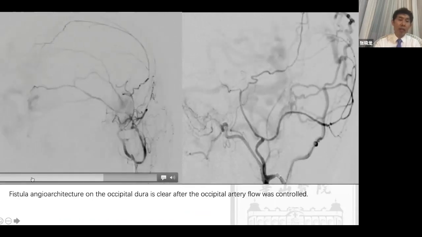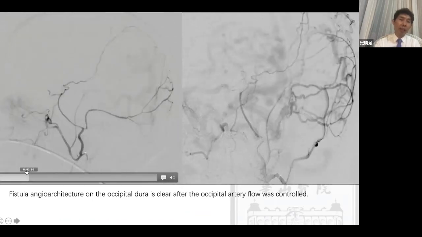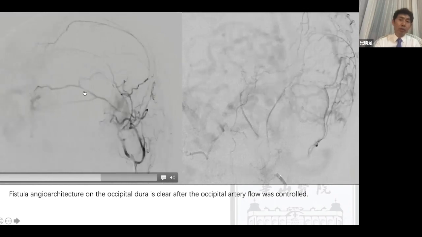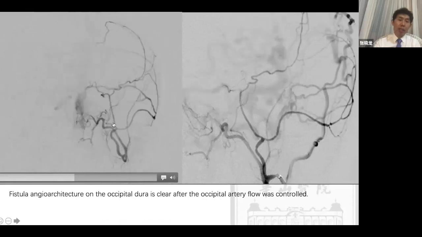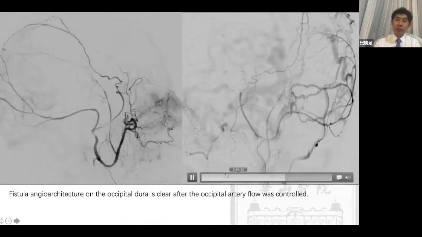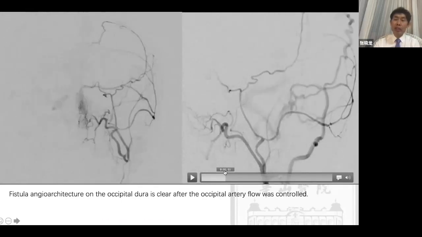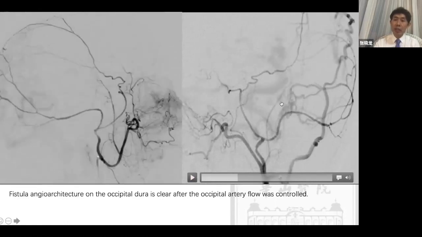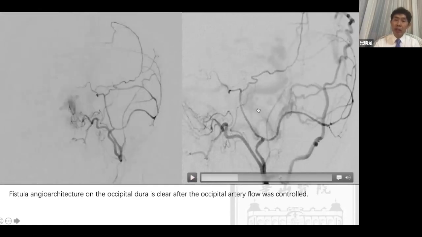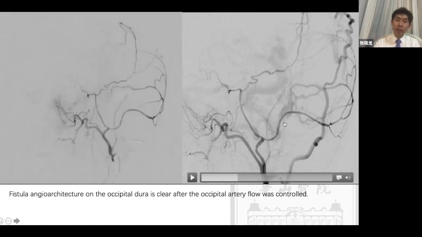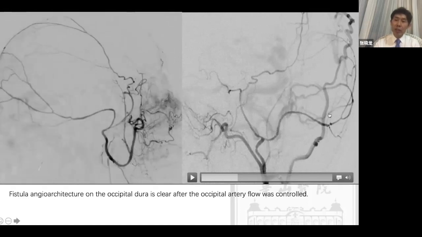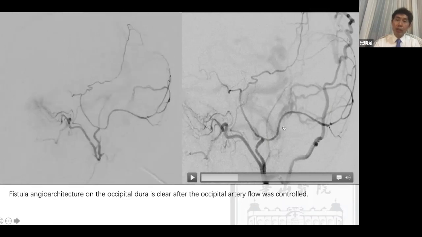And here is the angiography of the internal maxillary artery after occlusion of the bilateral occipital arteries. We can clearly see the fistula is just here. And here is the drainage vein, the common one. Here is the fistula. So it's very easy to treat this one.